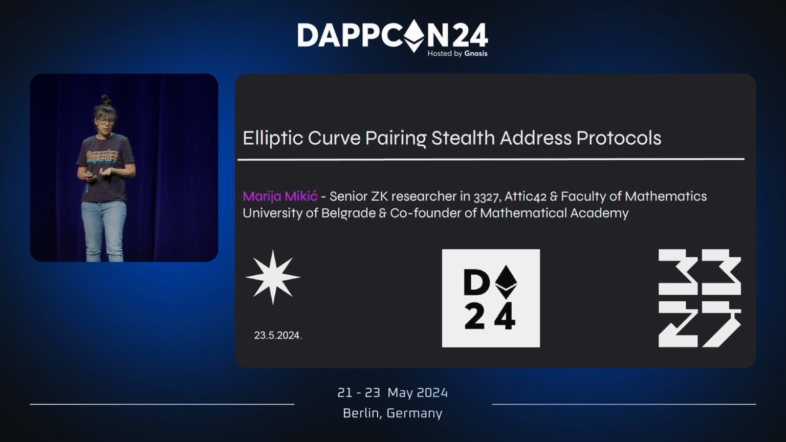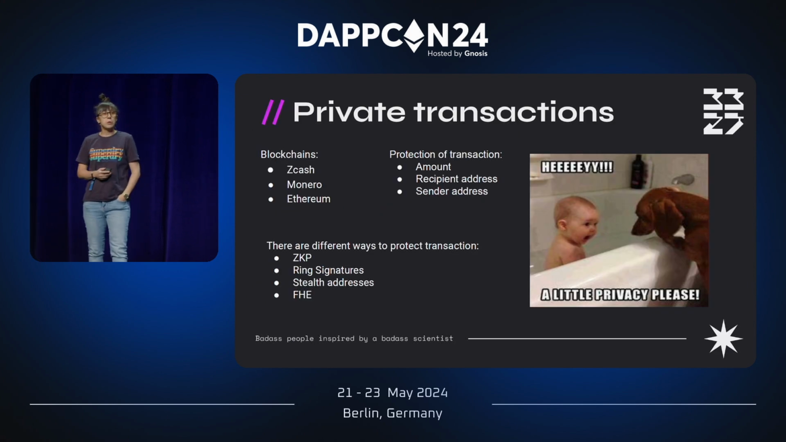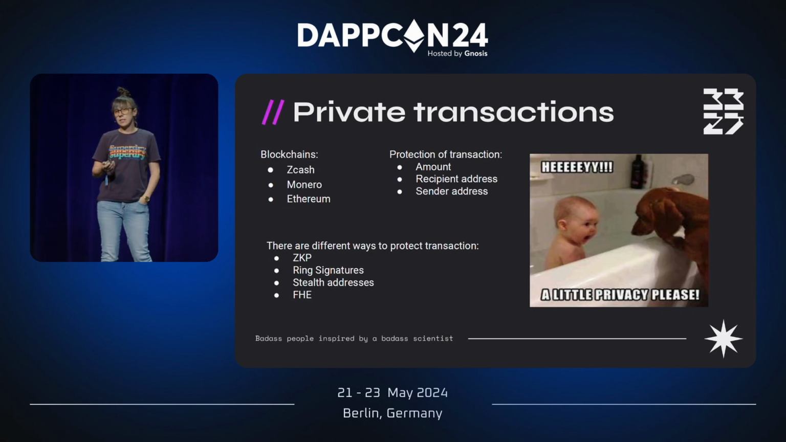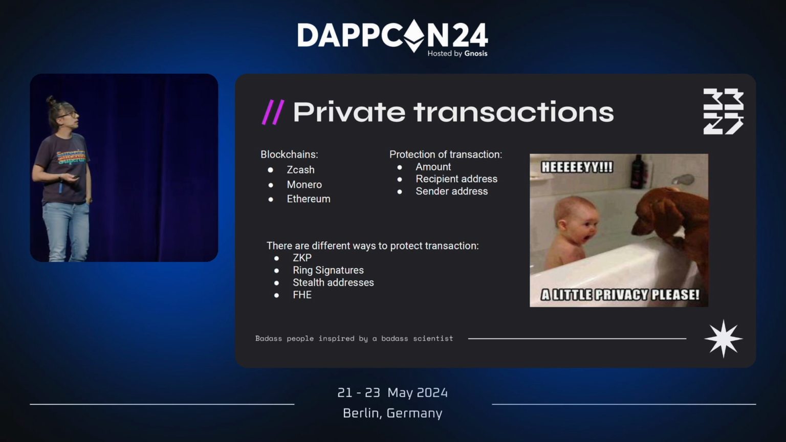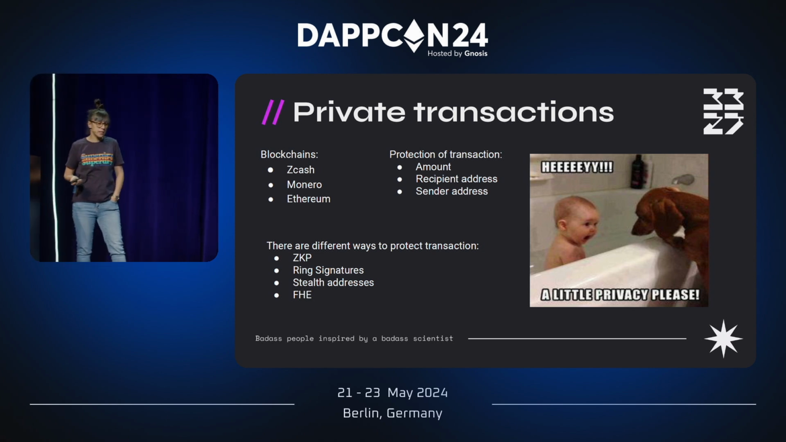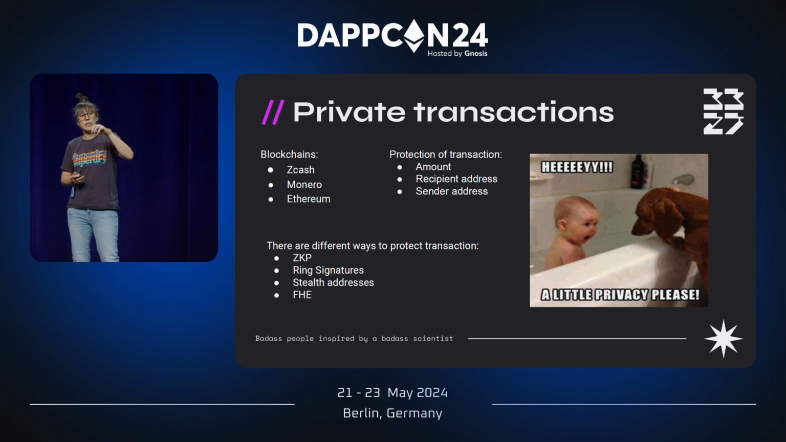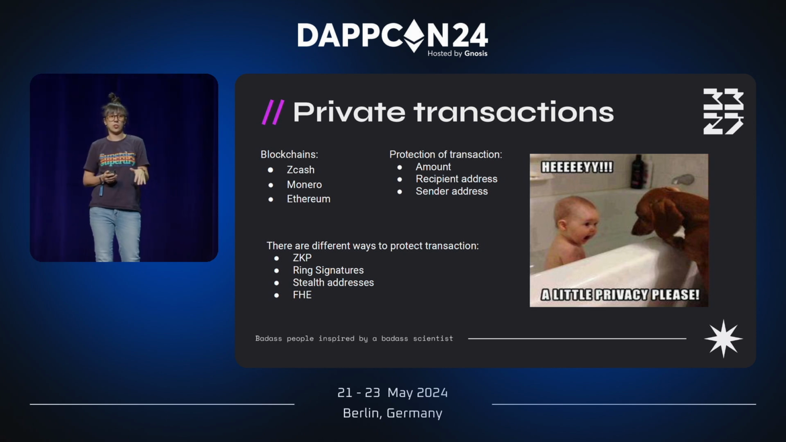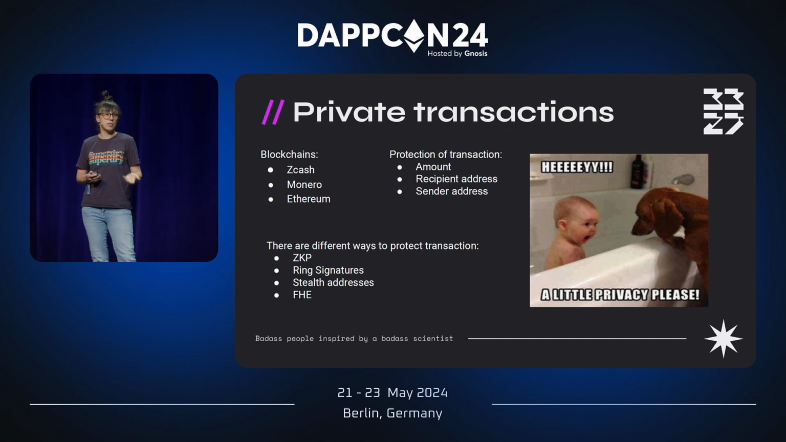So today's topic is elliptic curve stealth address protocol. So let's start. We will talk today about private transactions. I think that everybody here knows that there are blockchains like Zcash and Monero that have some cryptographic methods at their core that enables privacy of transactions. But there is a great need to introduce private transactions on the public blockchains, such as Ethereum.